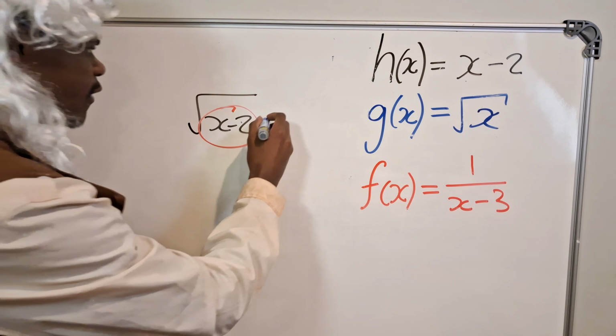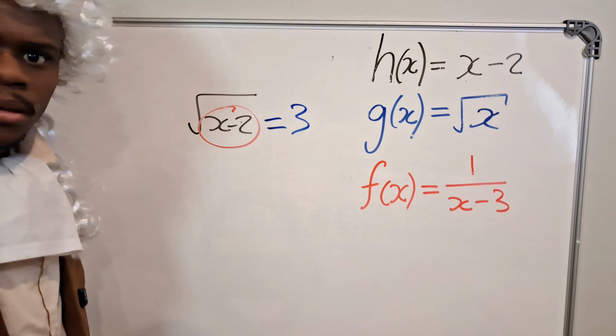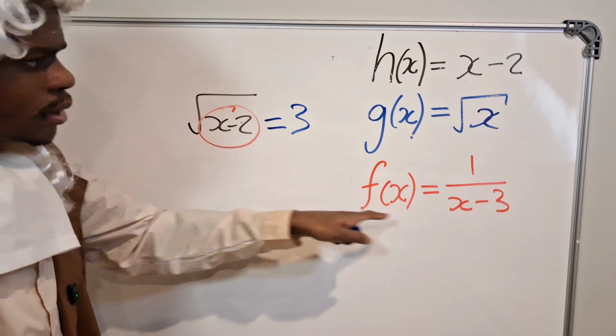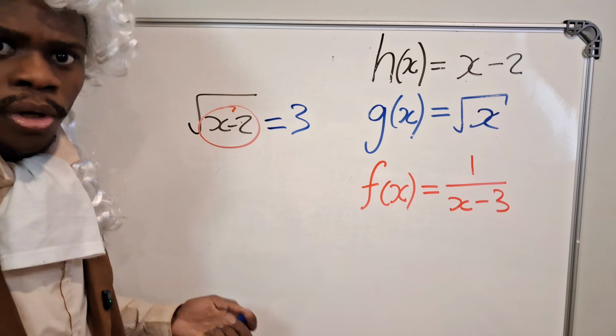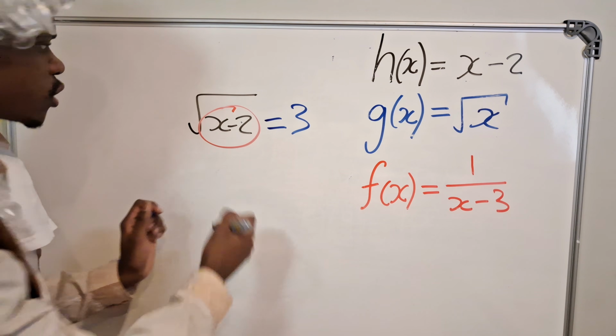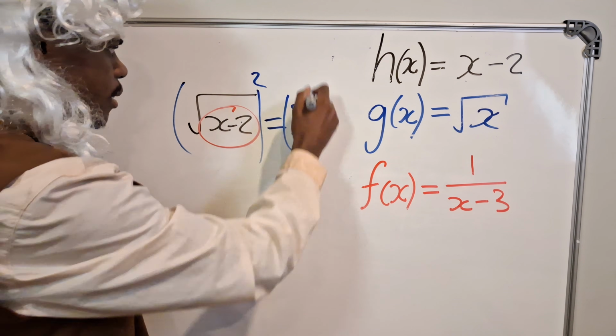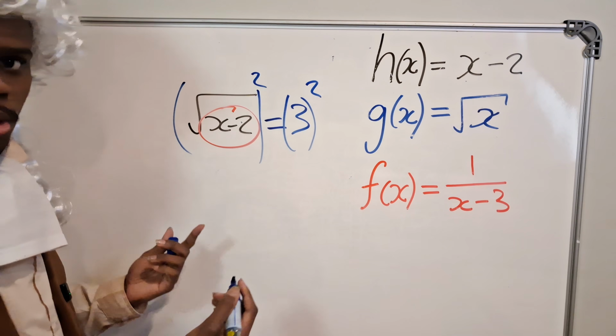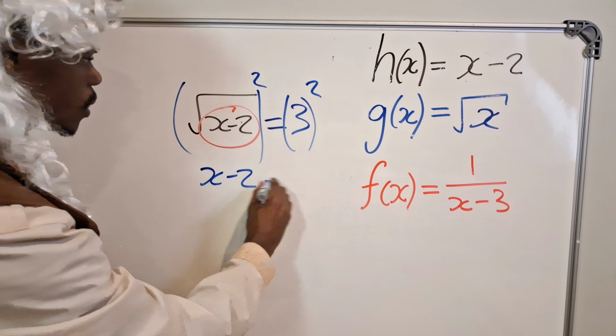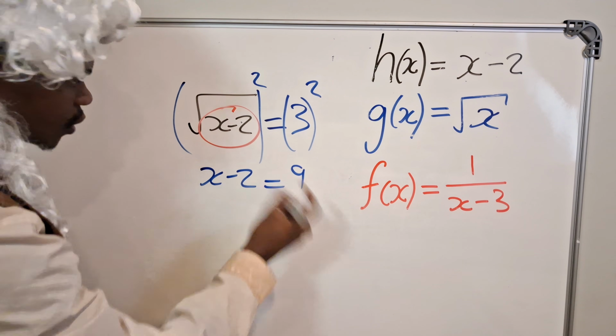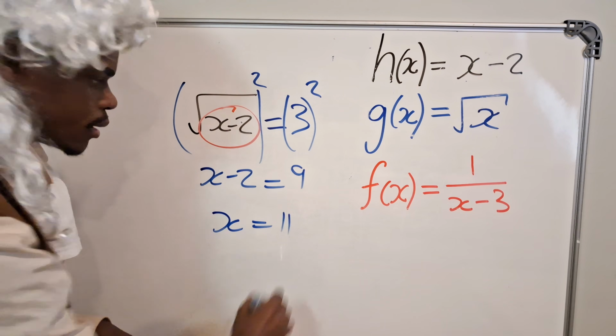Well, if g of x is equal to 3, we're going to crash. So let's solve this. We square each side, and the square cancels with the square root. We have x minus 2 is equal to 9. Move the 2 to the other side, we have x equals 11.